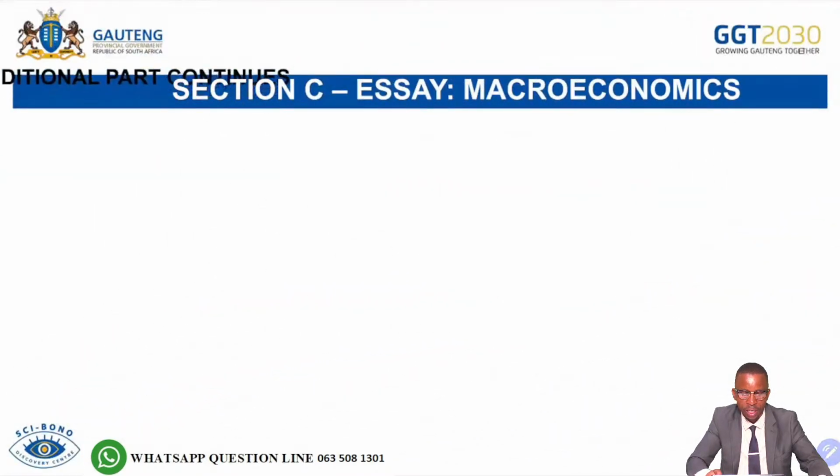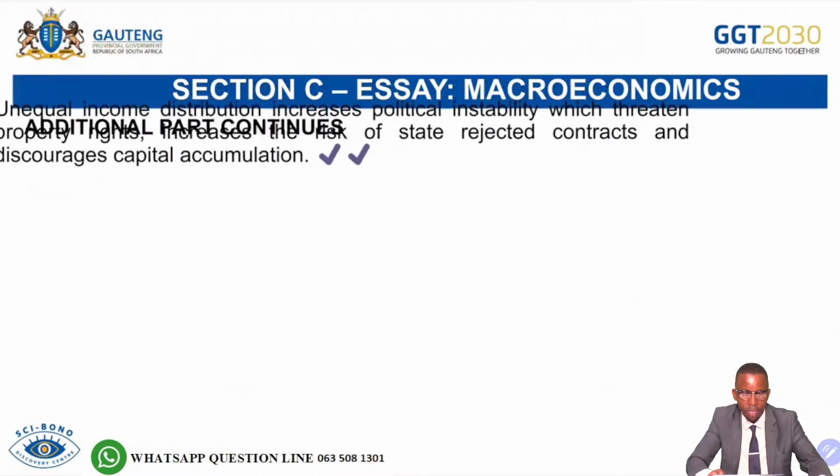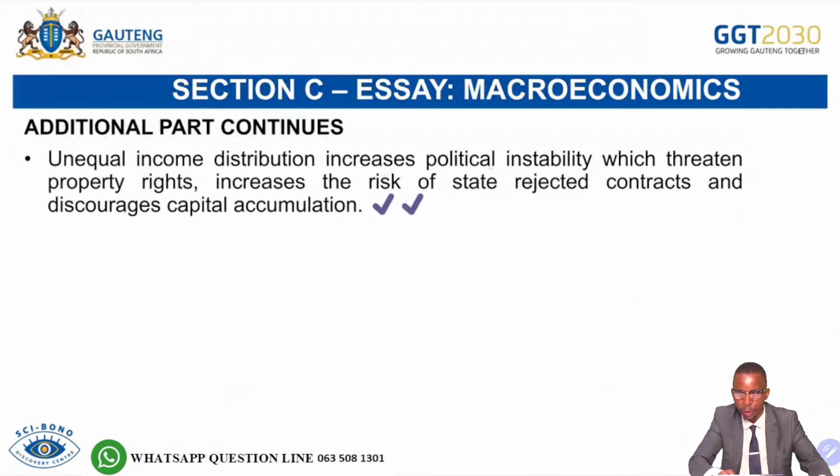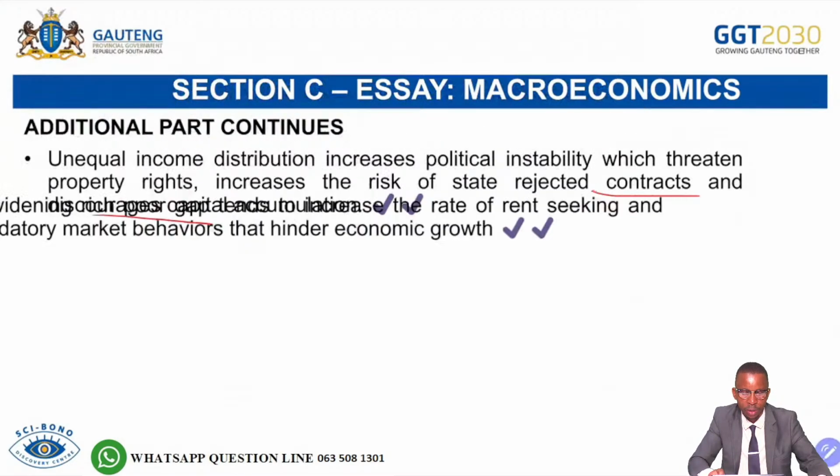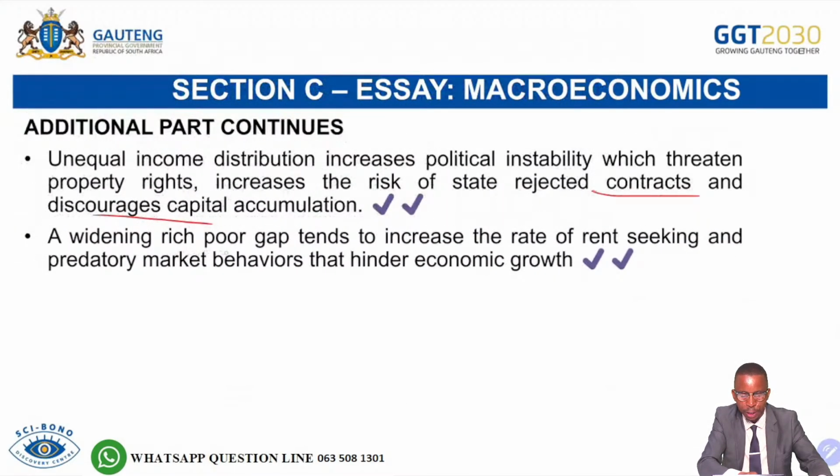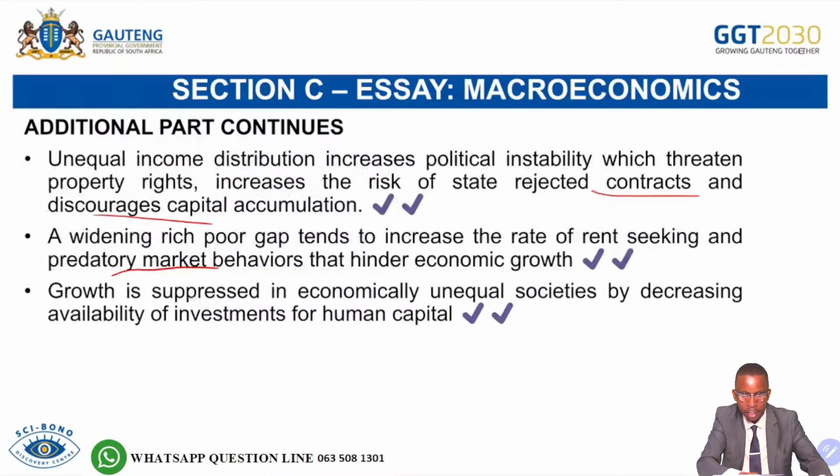And then we continue with the additional part. Unequal income distribution increases political instability, which threatens property rights, increases the risk of the state rejecting contracts, and discourages capital accumulation within the economy. A widening rich-poor gap tends to increase the rate of rent-seeking and predatory market behaviors that hinder economic growth. Growth is suppressed in economically unequal societies by decreasing availability of investments and human capital. That is for 10 marks.